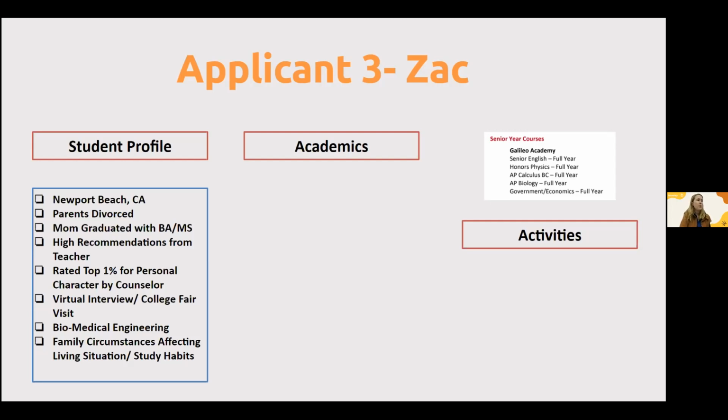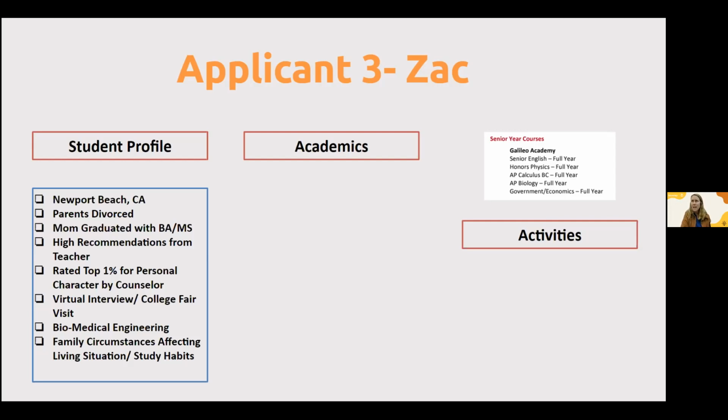They were ranked in the top 1% for personal character by their counselor. So again, you can be ranked top 10, 5, or 1% for character or academics. This student participated in a virtual interview with the campus, as well as a college fair visit at their local college fair. They are interested in biomedical engineering.